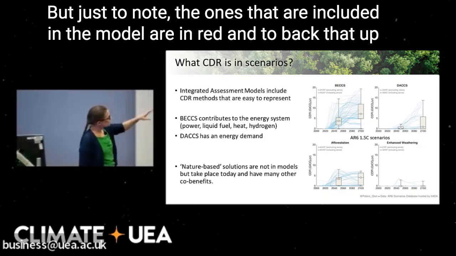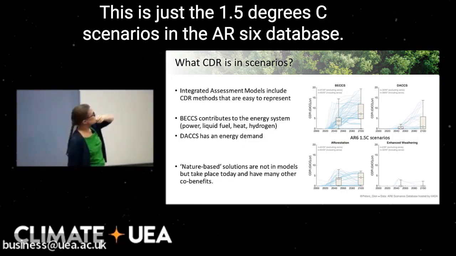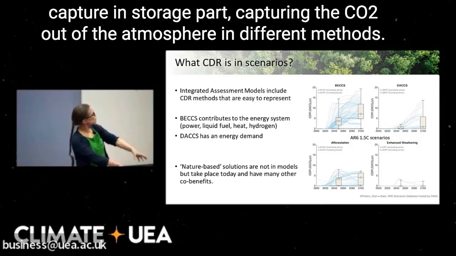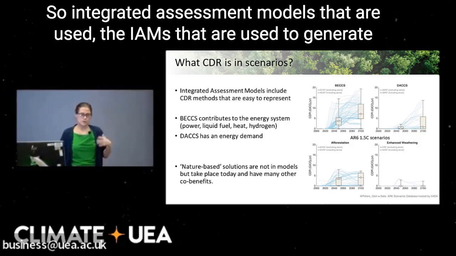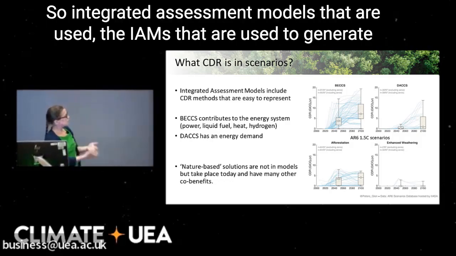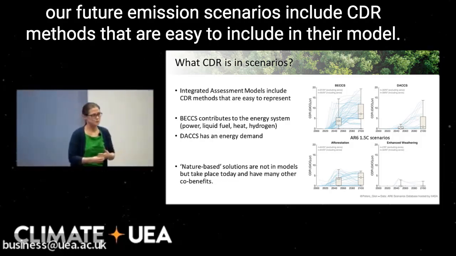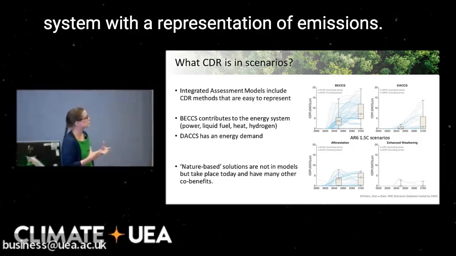And to back that up, this is a nice screen figure from Glen Peters. This is just the 1.5 degrees C scenarios in the AR6 database. And you've got top left BECCS, top right DACCS. So the two that are doing the same capture and storage part, but catching the CO2 out of the atmosphere by different methods. Afforestation, bottom left, and you can see why I only put a dashed line around enhanced weathering. So the integrated assessment models, the IAMs, that are used to generate our future emission scenarios, include CDR methods that are easy to include in their models. These are models of the global energy system, and they're models of the global energy system with a representation of the emissions.